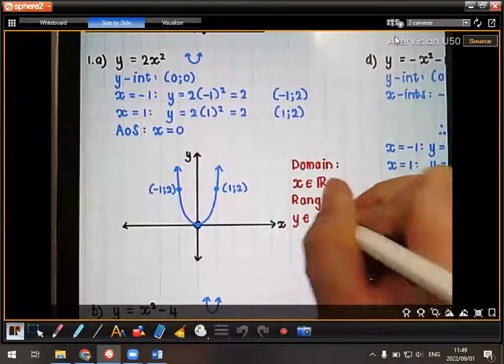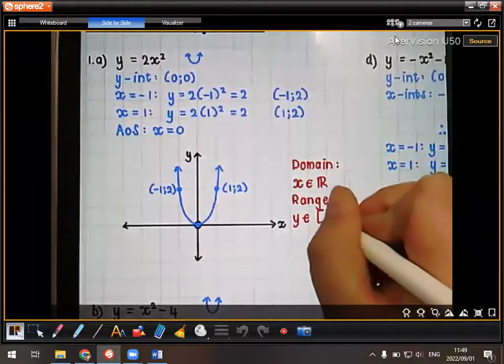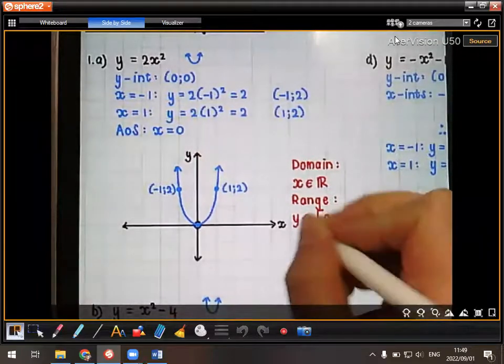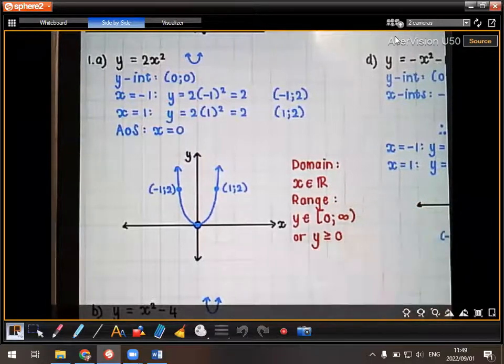Y is an element of, and am I going to use a round bracket or a square one for 0? Square, because there is a point at 0, right? Or if you prefer, you can say y is greater than or equal to 0, not smaller than or equal to 0. There are no y values that are smaller than 0. All of them are bigger than or equal to 0.